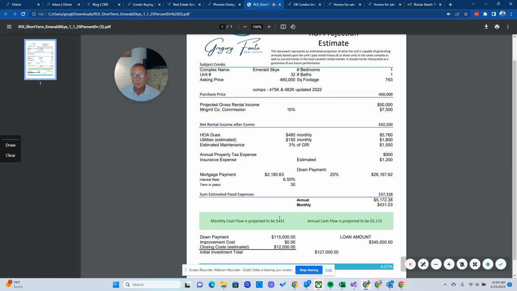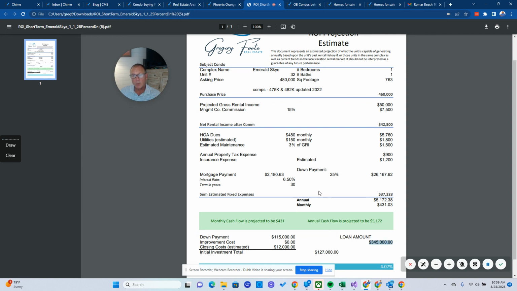Okay, which means we're going to have $431 a month that is produced as passive income once you've spent this $115,000, which is excellent ROI. So this shows your loan amount.